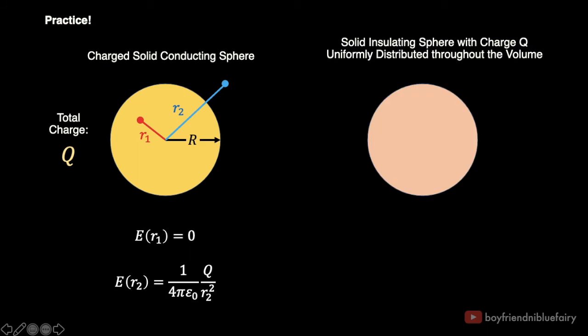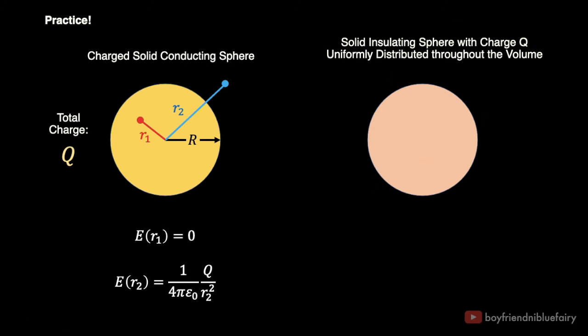Finally, if you use Gauss's law, you'll be able to derive an expression for the electric field of a solid insulating sphere with charge q that is uniformly distributed throughout the volume. So again, unlike a conducting sphere, where we know that the excess charges usually accumulate on the surface, in an insulating sphere the excess charges can actually be uniformly distributed throughout the interior of the volume.